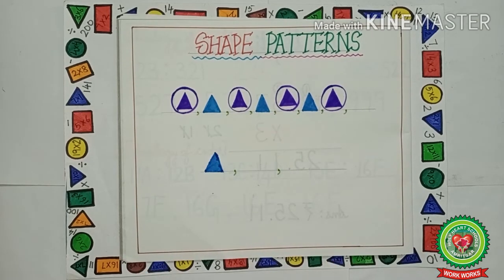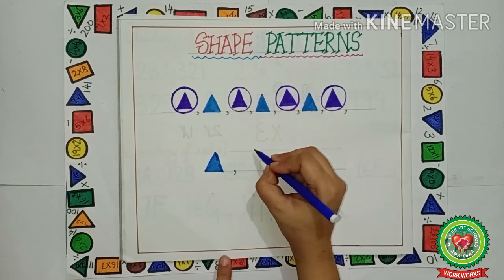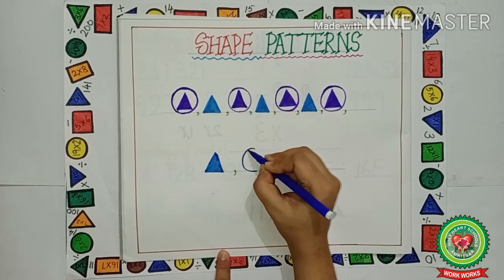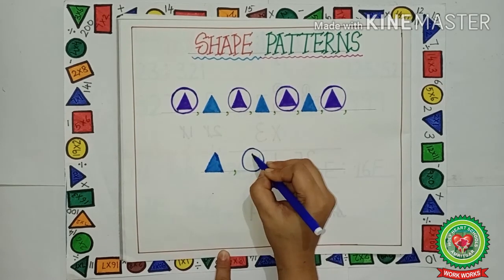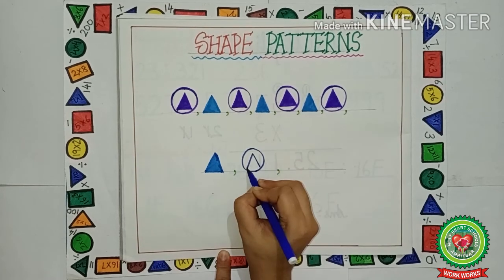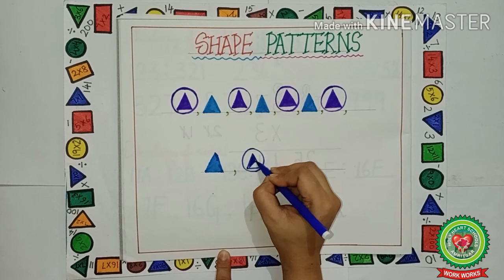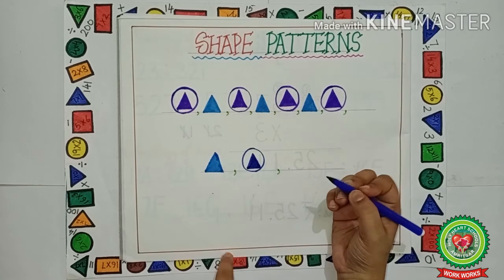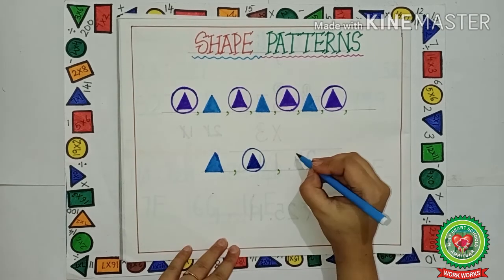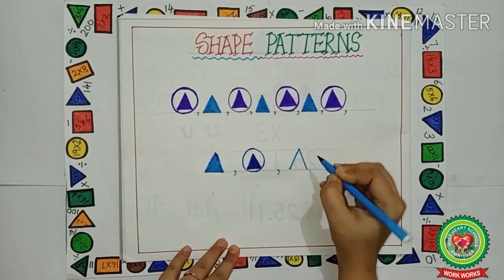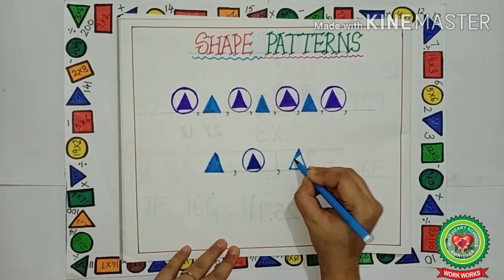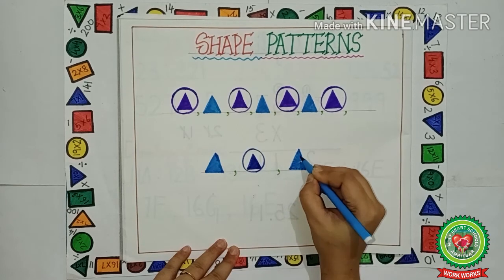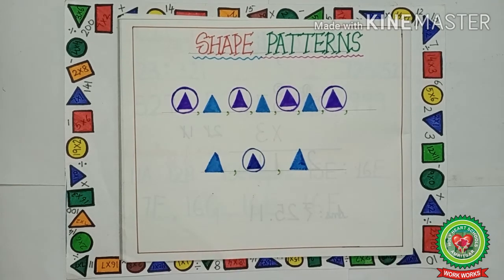Now, what will be the next one? The next one will be a triangle inside the circle. So, you can draw a circle like this, and between that, a triangle. Now again, what will come next? Again the simple triangle. In this way, you can complete the shape patterns.